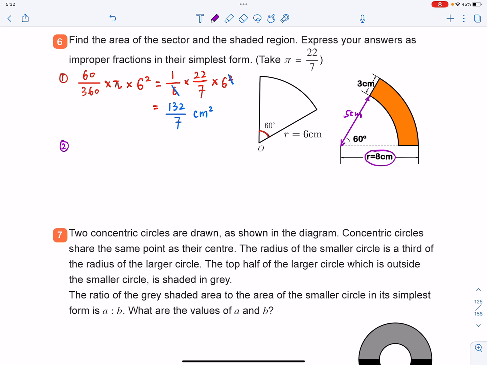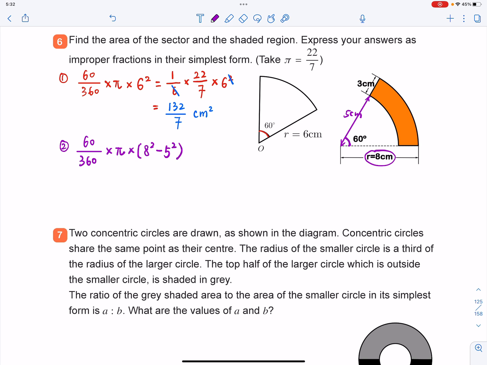And the method to solve that will be the same. We're going to do this fraction, which is 60 degrees divided by the full turn, which is 360 degrees. And it times pi times, here be careful, you're going to do the larger r squared, which is 8 squared, minus the center one, which is 5 squared, the radius.